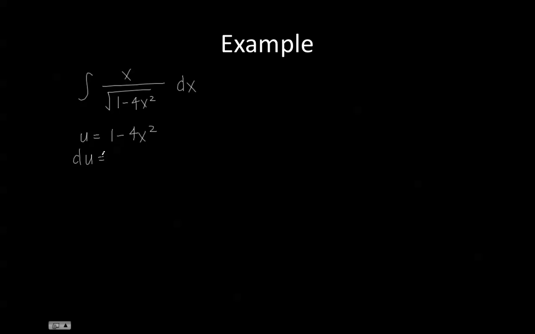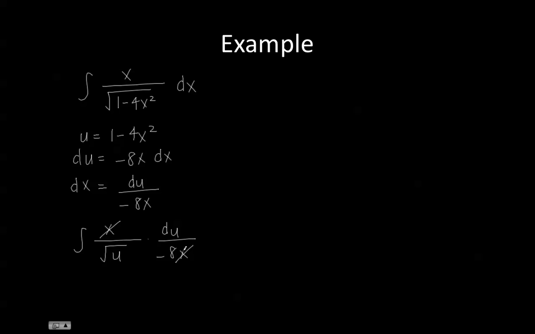This would mean that our du is equal to negative 8x dx. So our dx is equal to du divided by negative 8x. Now we're going to substitute our variables. So we have the square root of u multiplied by du divided by negative 8x.